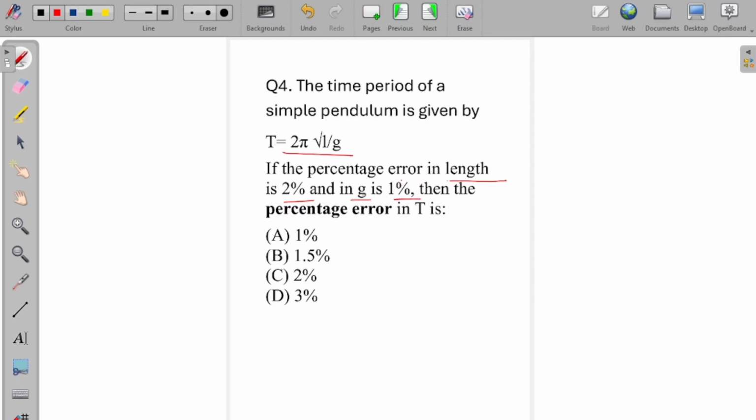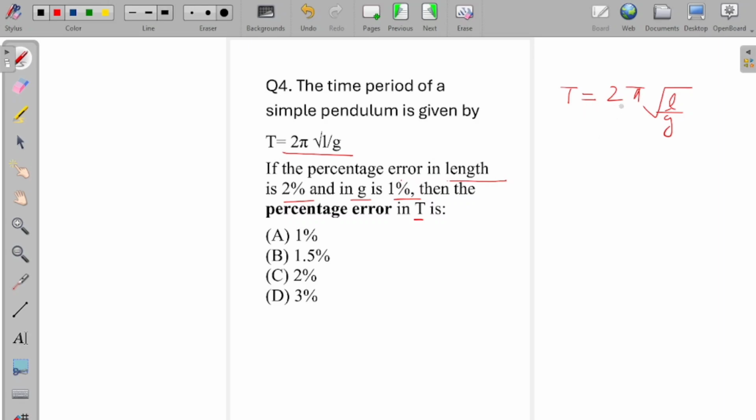In acceleration due to gravity, it is 1%. Then the percentage error in T. We have to find the percentage error in T. Expression given here is T is equal to 2 pi under root L by G. I have one more suggestion. You can pause the video right after the question, solve it by yourself, then you see the solution.